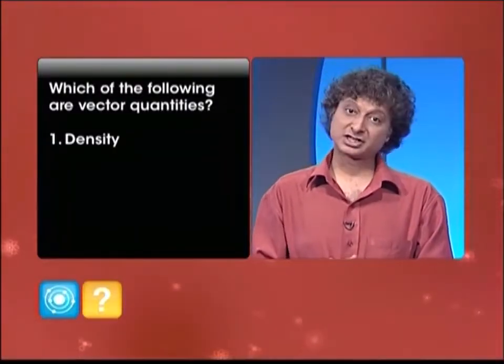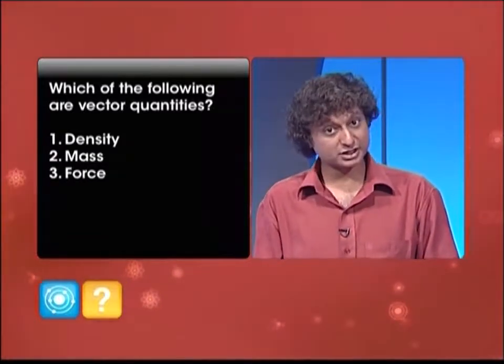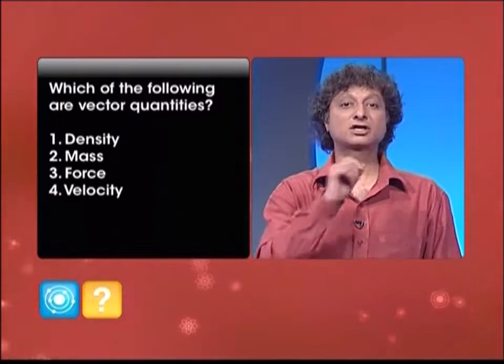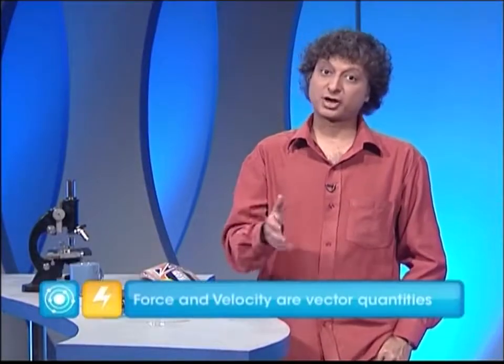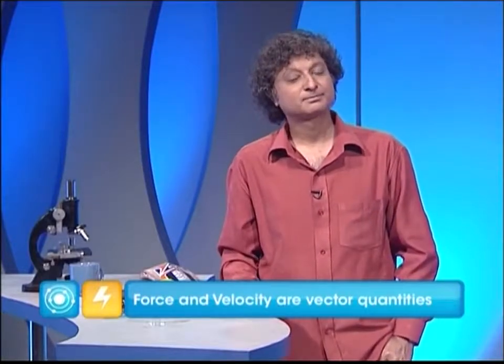Before the break, I asked you which of the following are vector quantities? Number 1, density. Number 2, mass. Number 3, force. And number 4, velocity. The correct answer, of course, is number 3 and number 4, that is force and velocity. Both these quantities require magnitude as well as direction for their complete representation. So let's tweak it up a notch and get cracking.